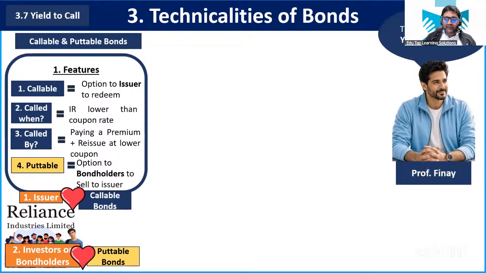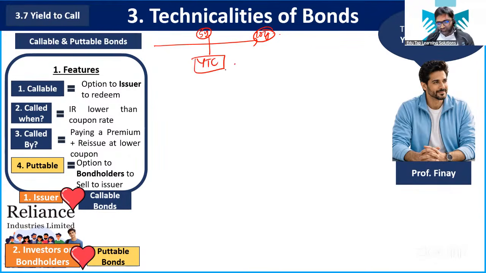Normally you have this calculation of yield to maturity, but let's say there is a bond with a 10-year tenure, so you calculate yield to maturity till 10 years, but the bond has been called back in 5 years only. So is that yield to maturity actually helpful to you? No, right? So in that case you will have to calculate yield to call.